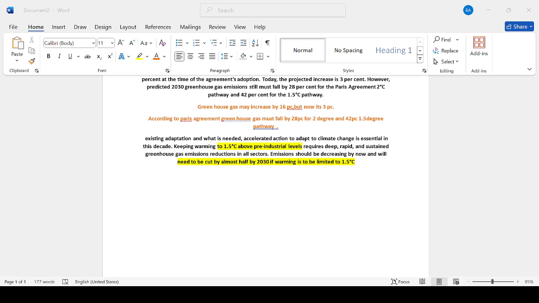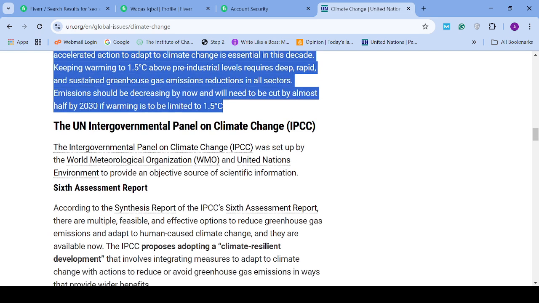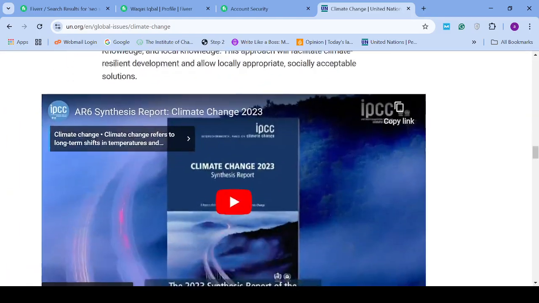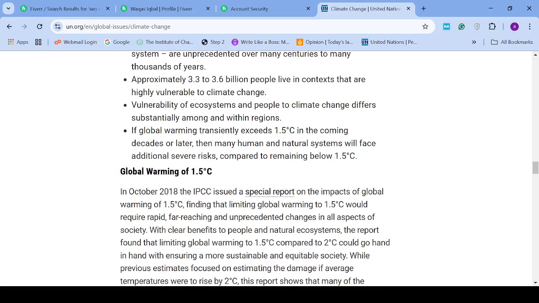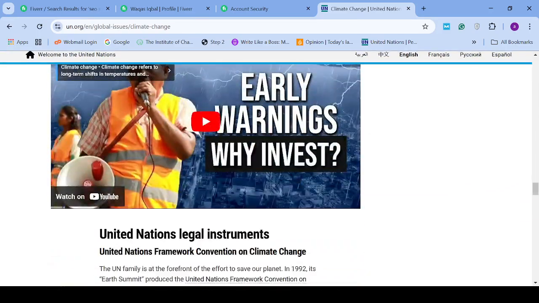Now let's move to the United Nations again. That's how we can write about climate change. And these are all the important things that we can write about the way forward.